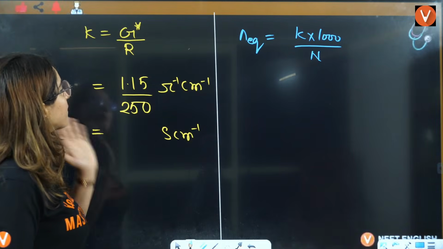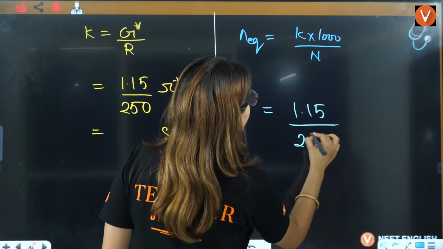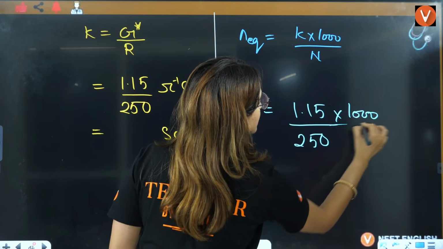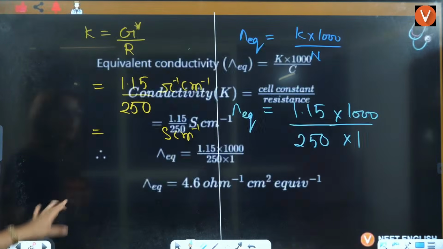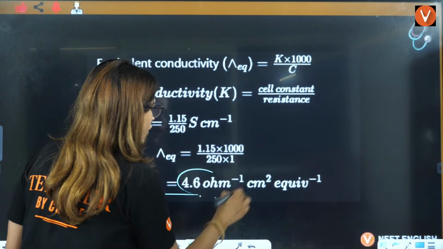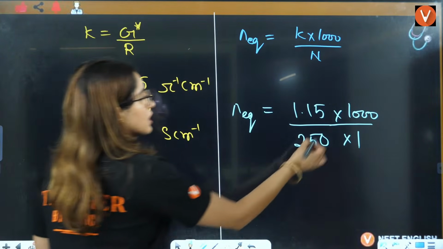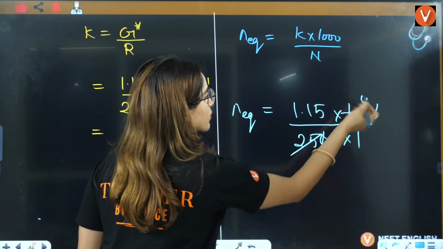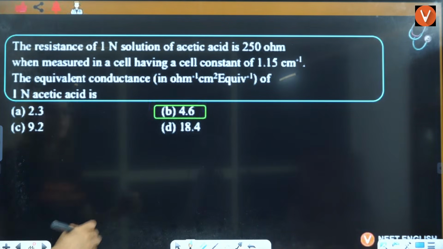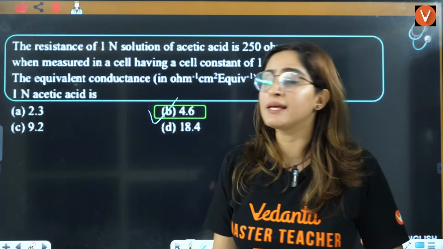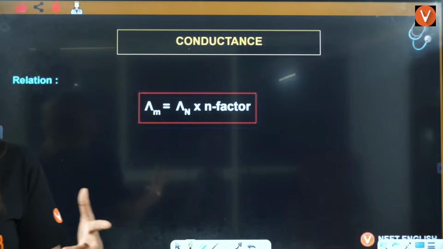So this is kappa. It is going to be 1.15 divided by 250 multiplied by 1000. Normality is 1, and that is going to be the answer for equivalent conductivity. After doing the multiplication and division, you can do it directly here. The zeros will cancel. This is 4, so multiplied with 4, the answer will be 4 point something. That is 4.6. So B is the correct answer here. In NEET, they don't ask you very high calculations.